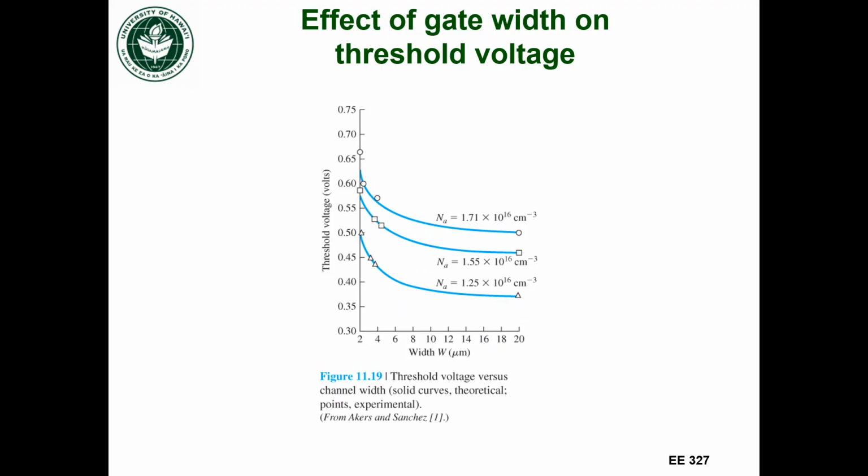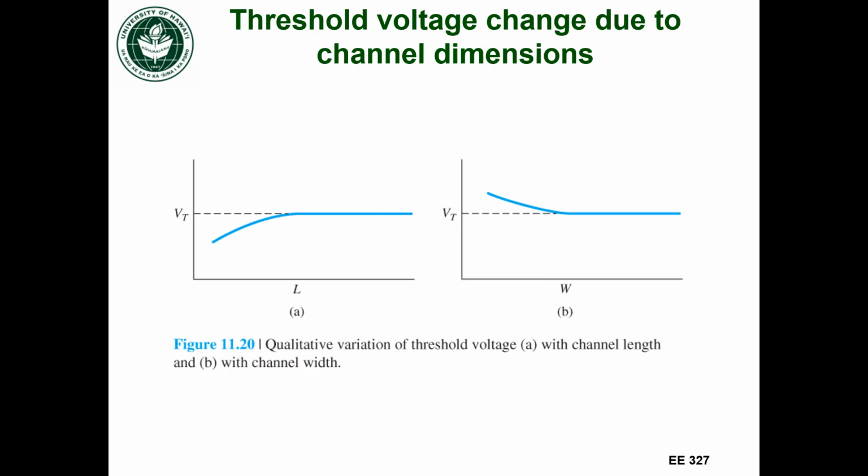And to summarize all of that, if you're varying channel length, so the shorter your channel, the more your threshold voltage will decrease, and the narrower your gate width, the more your threshold voltage is going to increase.